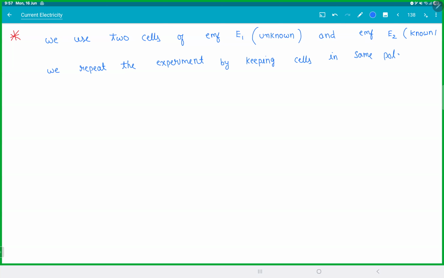Let me show you how the picture will look. Let the balancing lengths be L1 and L2. This was a question in the exam. When they're kept in the same polarity, the balancing length was L1. When they're in the opposite polarity, balancing length was L2. Find E1. So this is how the thing looks.